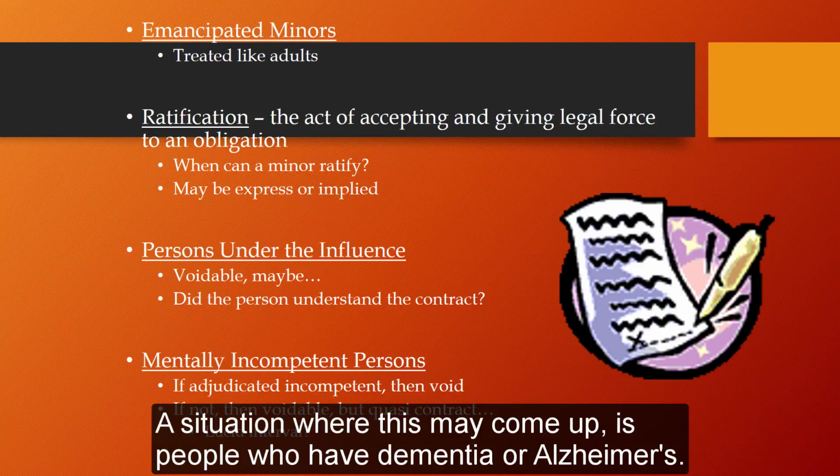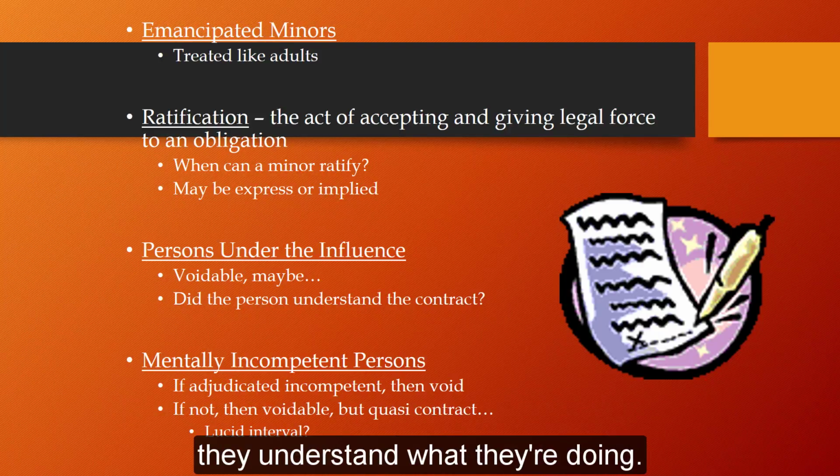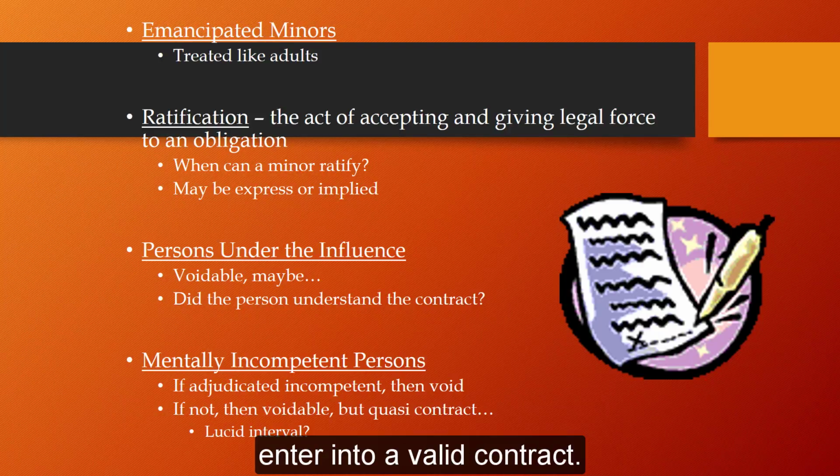A situation where this may come up is people who have dementia or Alzheimer's. There are times when they understand what's going on and they understand what they're doing. They have those lucid intervals where they could potentially enter into a valid contract.